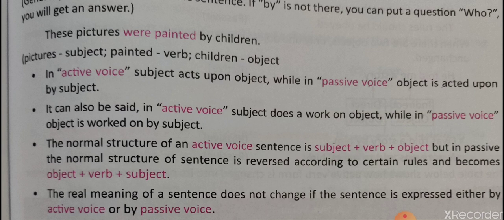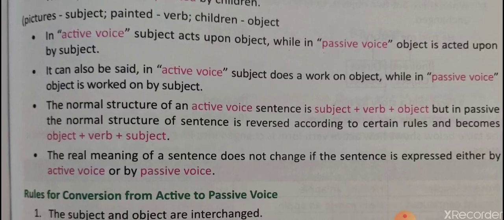The normal structure of an active sentence is subject plus verb plus object, but in passive, the normal structure of a sentence is reversed according to certain rules and becomes object plus verb plus subject. Alright, when you do the examples, you will understand better. The real meaning of a sentence does not change if the sentence is expressed in either active or passive voice. If we are changing an active sentence into a passive one, or a passive sentence into an active one, the meaning of the sentence will always be the same.